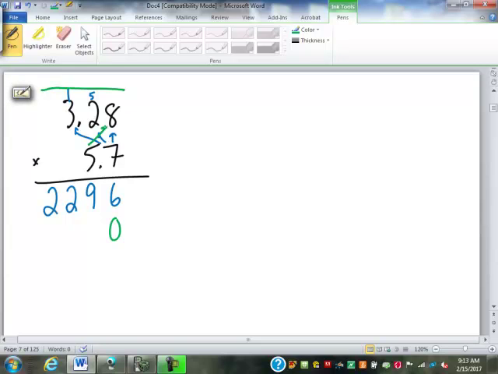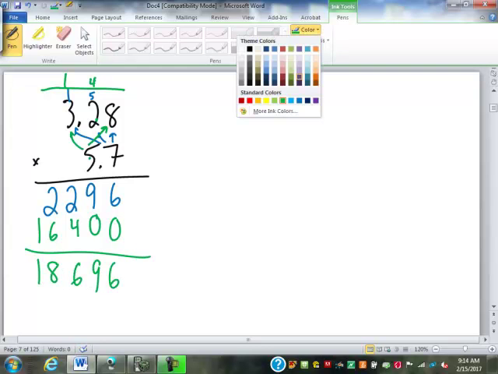So now 5 times 8 is 40, so 0, carry the 4. See, I know that the 4 is the one that's the new one, not the 5. 5 times 2 is 10, plus 4 is 14, carry the 1. 5 times 3, 15 plus 1 is 16, so 6, carry the 1. 6, 9, 6, 8, 1.